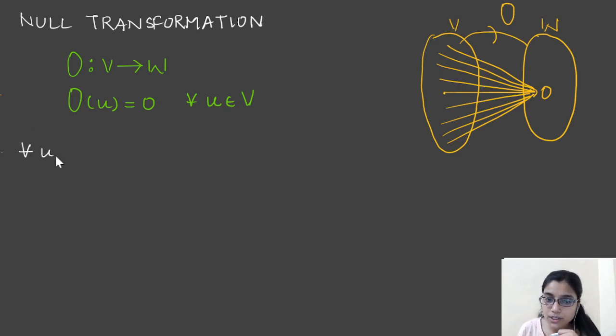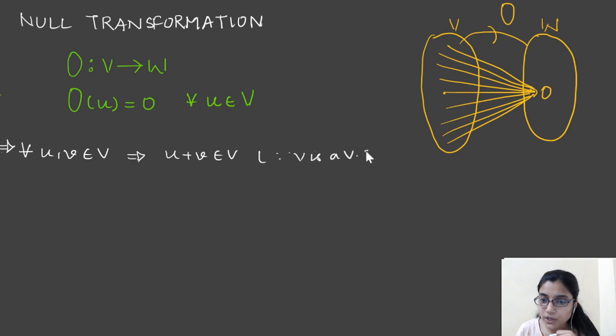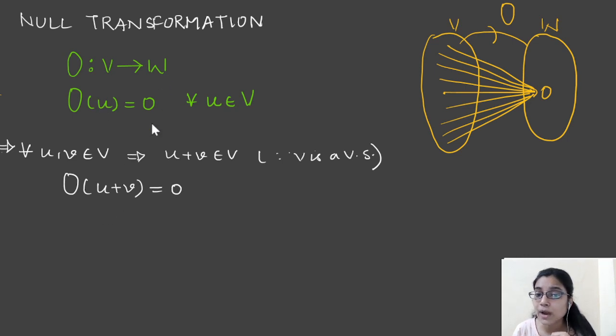For all u, v which belong to V, what is happening? u plus v will also belong to V. Why is it the case? Because V is a vector space, as we all know. That's how we have defined the mapping. So 0 of u plus v is going to be 0 only. Why am I saying this? Because every member of V goes to 0, and u plus v is a member of vector space V only.